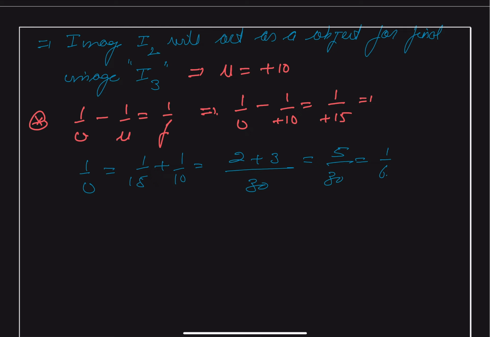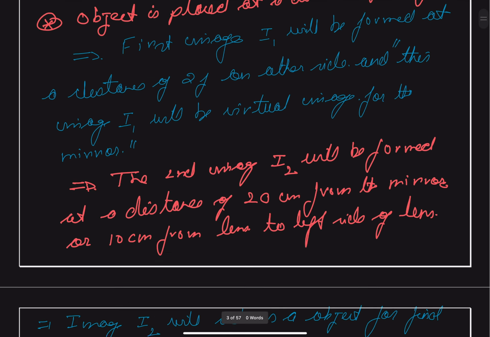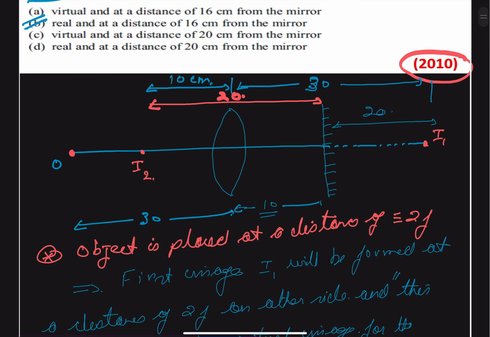Okay, sorry, I made a mistake. I found out the total. So we get 6 centimeter, because the formula which we used is with respect to the lens. So the image will be 6 centimeter from the lens. And so I3 will be somewhere here, and this distance will be our 6.